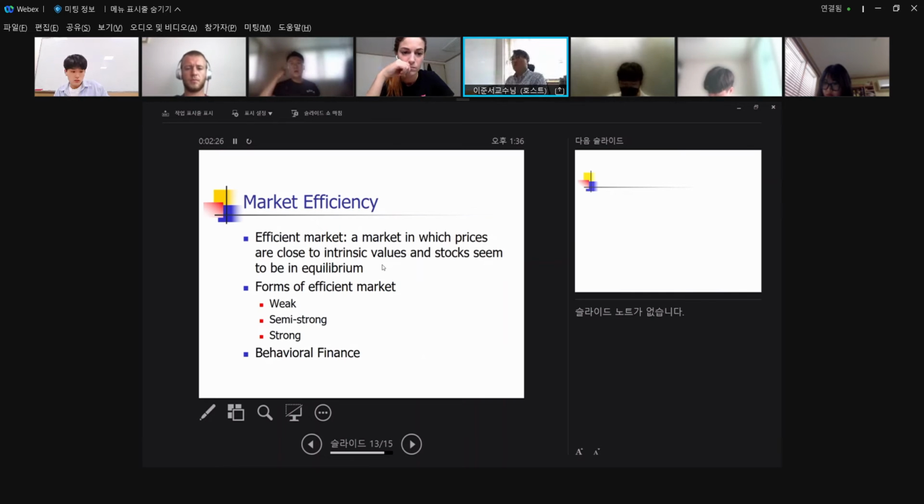So intrinsic value is going to be changed always due to what? The cash flow is changed, right? If the cash flow of the company is changed, then the intrinsic value or the price changes.